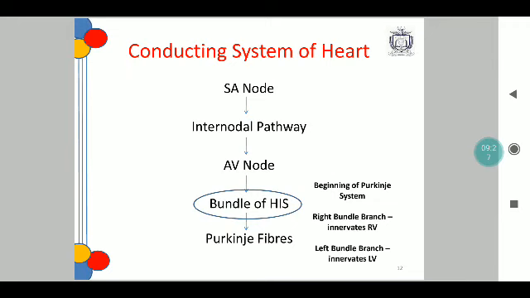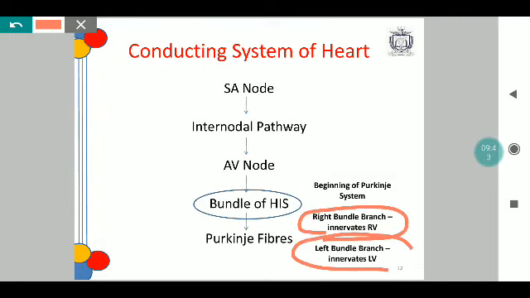From the AV node through the bundle of His, it moves up to the Purkinje fibers. The bundle of His signifies the beginning of the Purkinje system, and here it further subdivides into 2: right bundle branch which innervates the right ventricle, and left bundle branch which innervates the left ventricle.